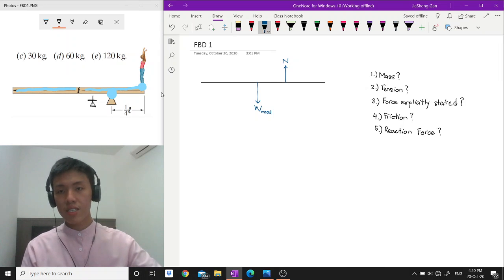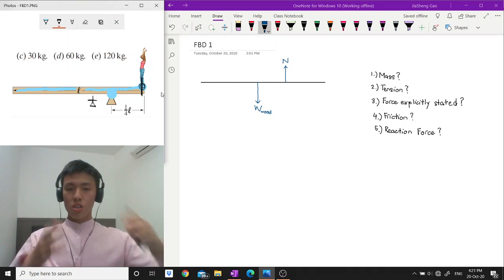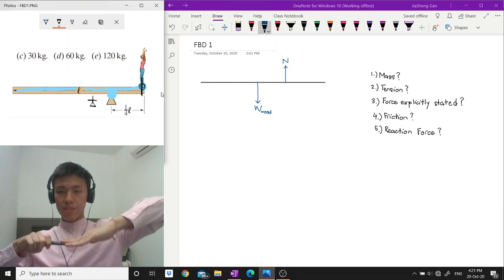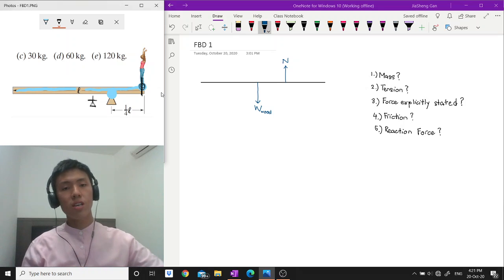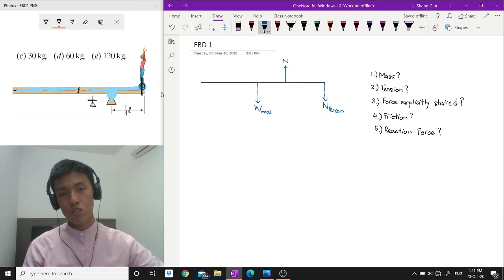Then, is there any other surface in contact? Yes, we still have this one. It's quite clear that it is your shoe and the wooden plank, so the direction will be somewhere around here. Your foot is stepping on the wooden plank. Stepping on the wooden plank means that you are pushing the wooden plank downwards. That's why the normal force will be pointing downwards as well. This is a normal force due to the person. This is a normal force due to the pivot.